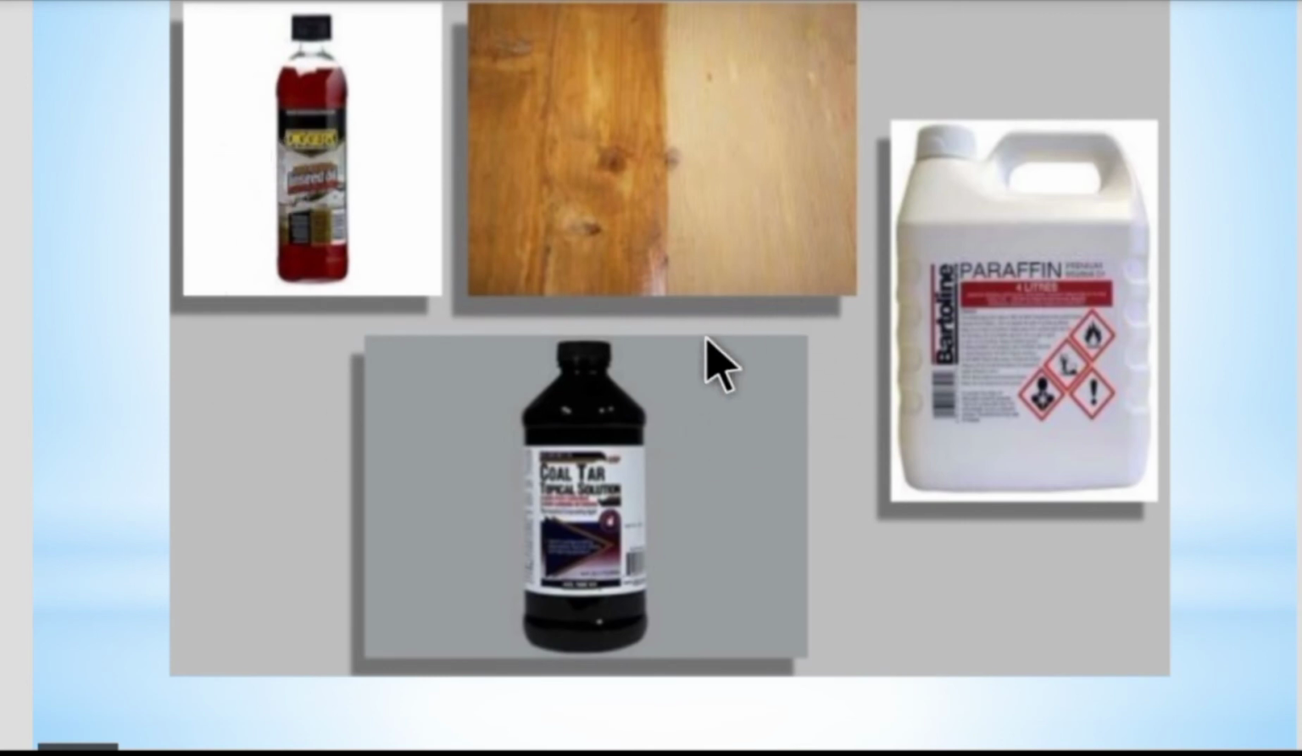Next is coal tar. Normally coal tar is applied on the stone surface, but it has a dark color. Due to its dark color, the appearance is not good. The appearance of the surface will be objectionable. So nowadays coal tar is not used as a preservative.